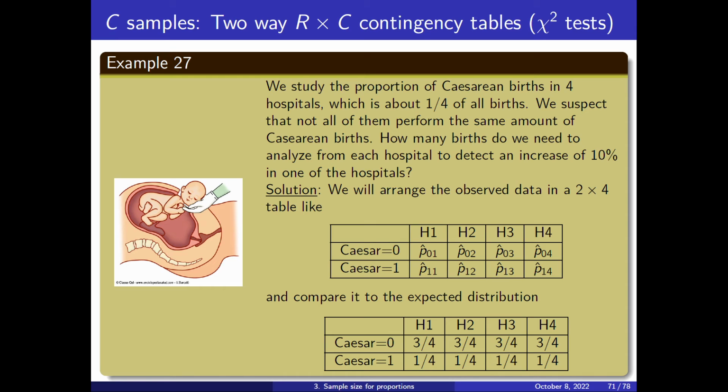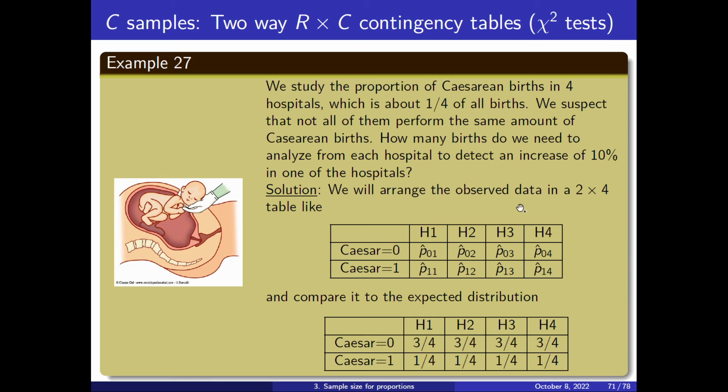75% should not. So you are studying these 4, and this is what you expect: for hospital 1, hospital 2, and so on, the proportion of cesareans is 1/4 in all of them, and the proportion of non-cesareans is 3/4. And you are studying these 4 hospitals, and you get these proportions. So you study how many births you need to study to be able to detect an increase by 10% in any one of these hospitals.